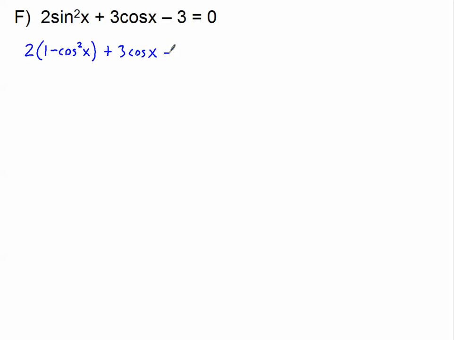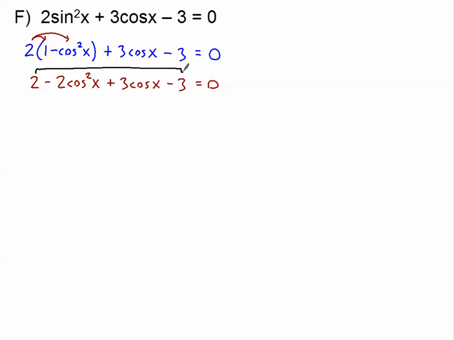And that one step gives me an equation that only deals with cosine. We have some algebra to do first. We can distribute, and we'll have 2 minus 2 cosine squared. And then we can gather our like terms together. I see the 2 and the -3. I'm going to put my quadratic term first, the -2 cosine squared, and then the linear term 3 cosine, and then 2 and -3 make -1.